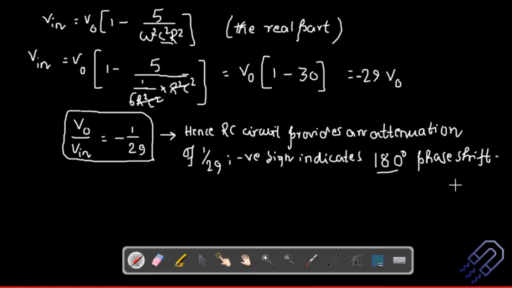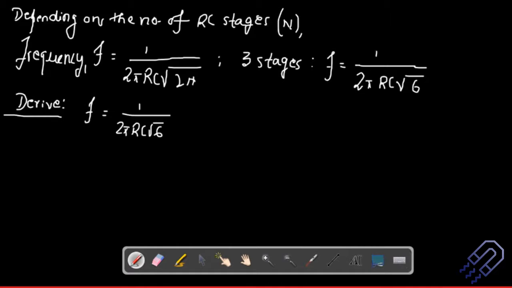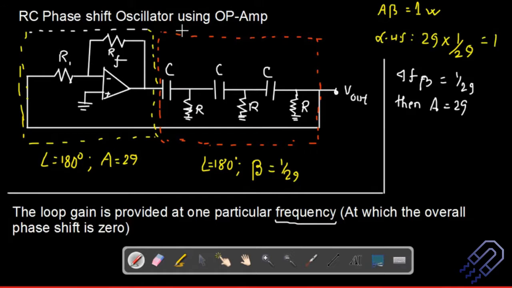So this is what we have been deriving. If I go back to whatever we have learned today, this is the RC phase shift oscillator, and the value of beta should be 1 divided by 29. That means V out divided by V in, which we have already found out. Based on this, A must be 29, else we cannot say that the Barkhausen criterion is satisfied.